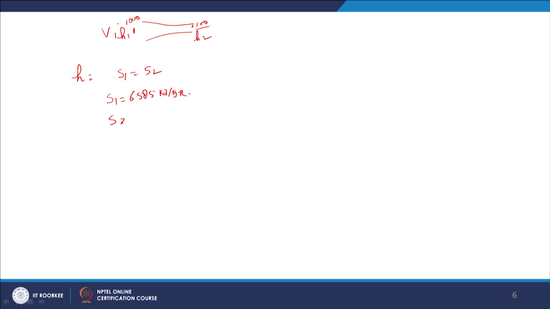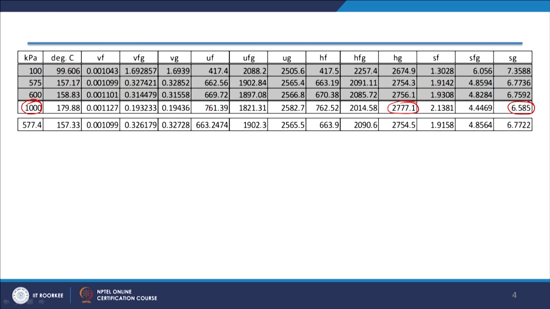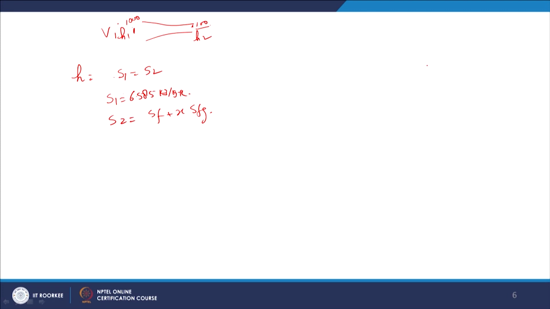And S2 is SF plus X SFG. Now S2 we have to take at 100 kilopascal, SF plus X SFG. That will give you the value of X. So here we are getting the value of X as, I will not do the elaborate calculations, 0.8722.